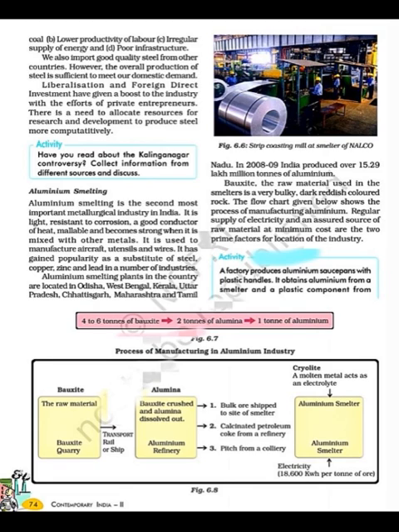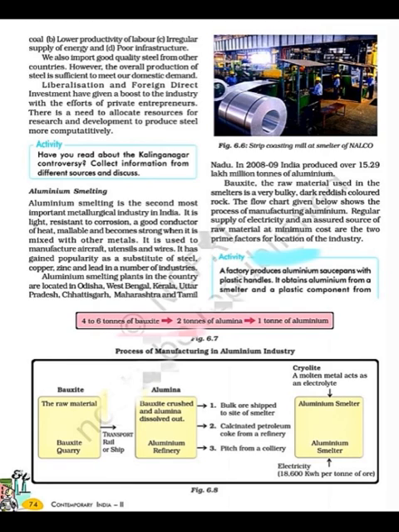Now aluminium smelting means the process of heating and extracting metal from ore. It is the second most important metallurgical industry in India, and its raw material is bauxite, and bauxite is very bulky. Now aluminium has certain properties. It is light, it is resistant to corrosion, that is rust. It is a good conductor of heat, malleable, and becomes strong when it is mixed with other metals. It is used in aircraft, utensils, wires, and it is a substitute of steel, copper, zinc, and lead in a number of industries.